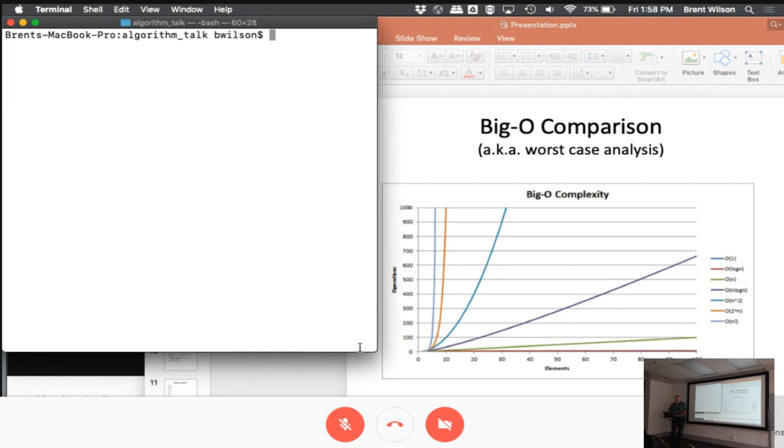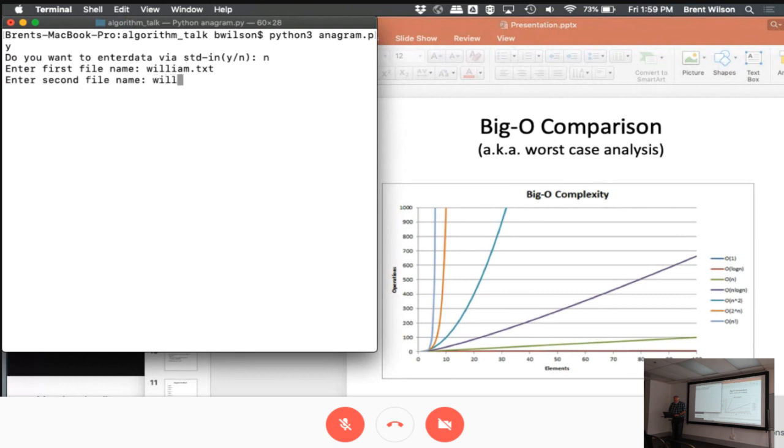So we're not going to do number 1. Which one is number 1 up here? The really bad one was here. Number 1 is your n squared. It's using the exact algorithm that you described. So we'll look at 2 and 3 and see how they do. Standard in, no, do file, and William2.